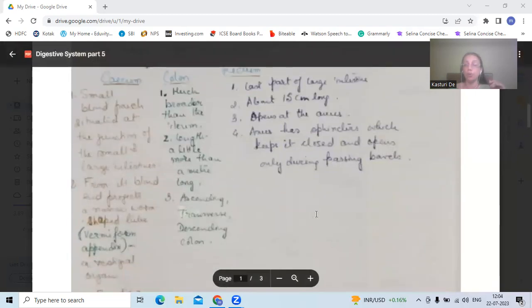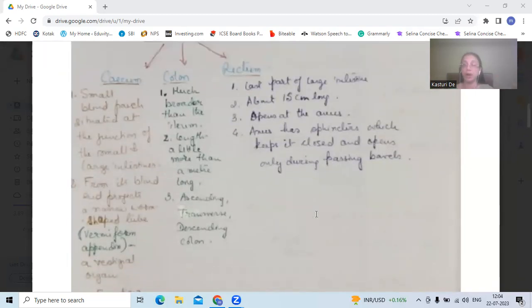Now we move on to colon. Colon is the much broader part of the intestine after the ileum. Ileum is very narrow part, after that comes the colon, and between the colon and the ileum is the cecum. Okay, and when the colon starts, it first starts with an ascending colon, then transverse colon, and then descending colon. Now the length of this colon part is a little more than a meter long. Okay. So it will be ascending, then transverse, then descending colon.